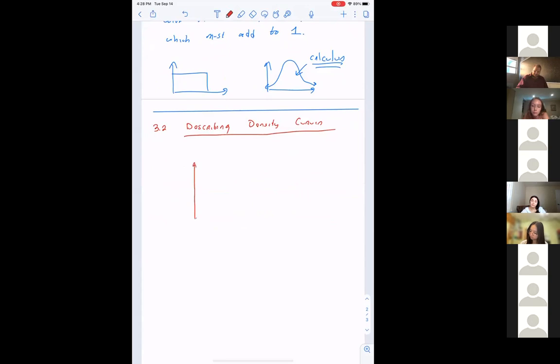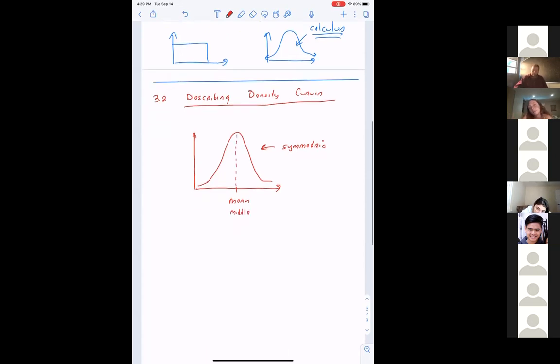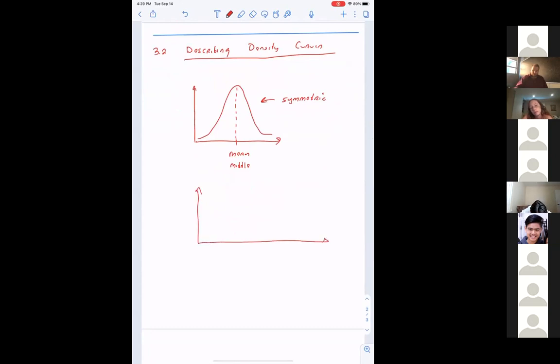So if I have a density curve that looks like this, a nice bell curve, what would I call this? What shape would this have? Symmetric. This is symmetric. And where is the mean located? In the middle. And where's the median located? In the middle, because the middle point for a symmetric graph is the halfway point, and it's also the balance point.